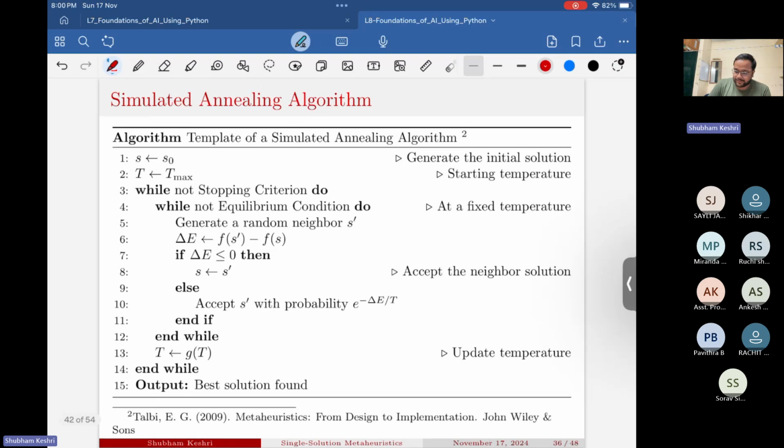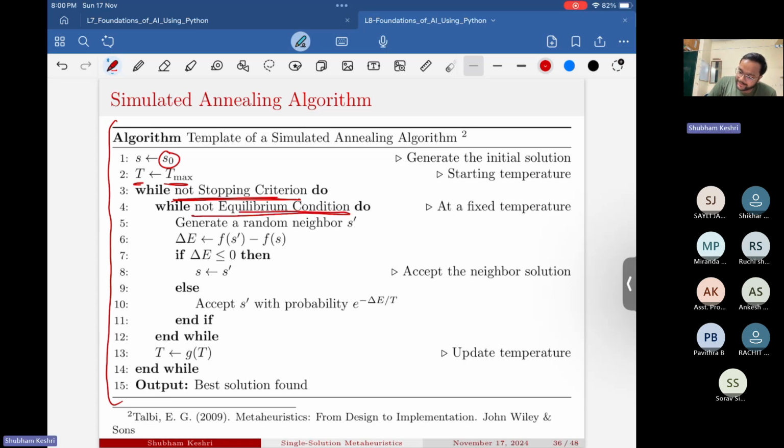And yeah, so this is the algorithm. I'll just go through it once. So S naught is your starting point, again you need a starting point. In local search also you need a starting solution, initial solution. Over here also you need an initial solution. You set T max to some value and you store it in T. If the stopping criteria is not met, it can be time. So suppose you are giving 10 minutes to run this algorithm.